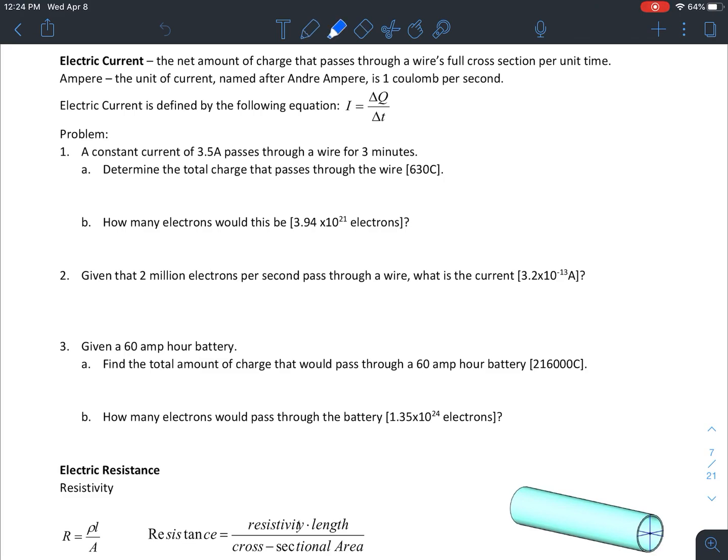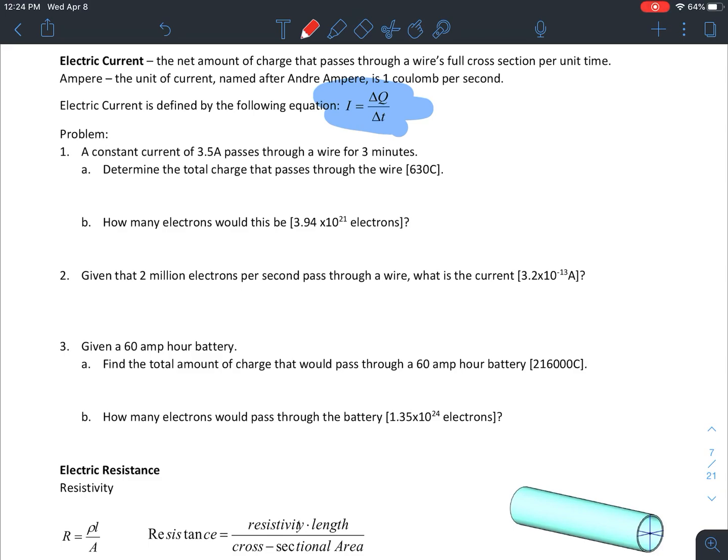This is a new equation for us. This is kind of like speed equals distance over time, where I is the current, Q is the charge, and T is time. So we're looking at how much charge is moving through per time. So fairly straightforward. There's only 3 variables. So I'll walk through a few for you, and you can use your answer key in Schoology if needed.